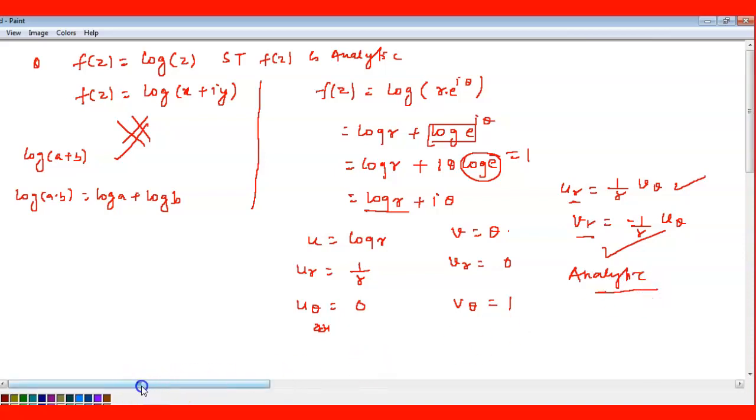This is how you should always try first in the Cartesian form. If not able to do it, then only go to the polar form. Still any doubt here? So next class we will do some more problems based on this, and we will go to the harmonic functions.